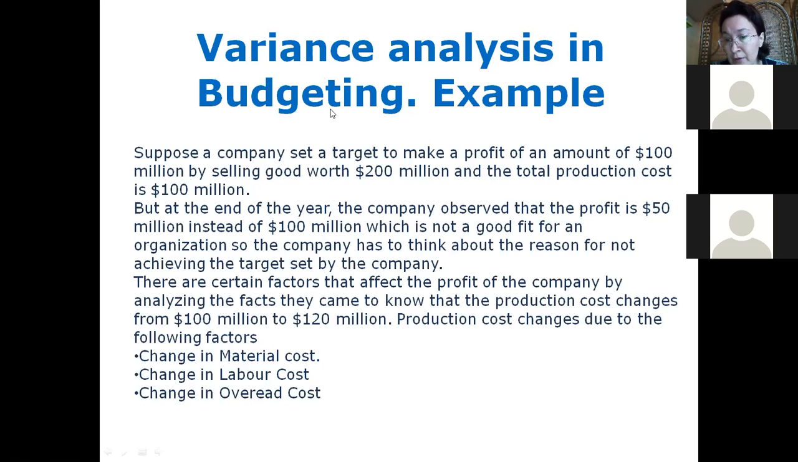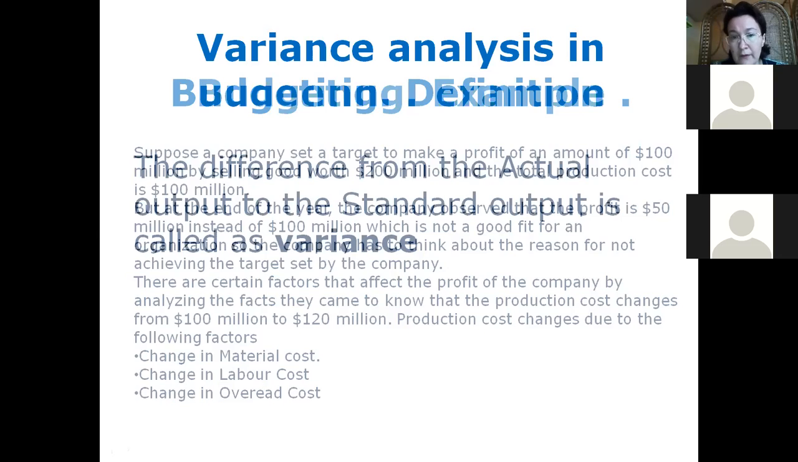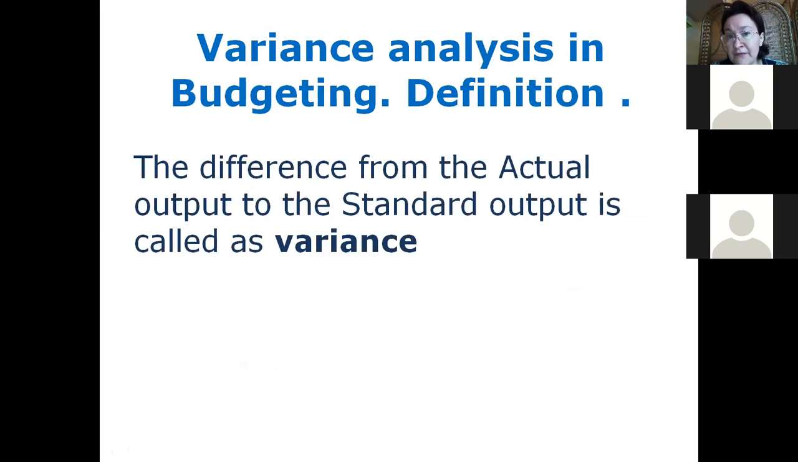One of the factors: the production cost changes from 100 million to 120 million. And production cost changes due to some factors: change in material cost, change in labor cost, change in overhead cost. The main idea of the variance analysis is to identify the variance. Variance is the difference between the actual result and the target result, so the actual output and the standard output.